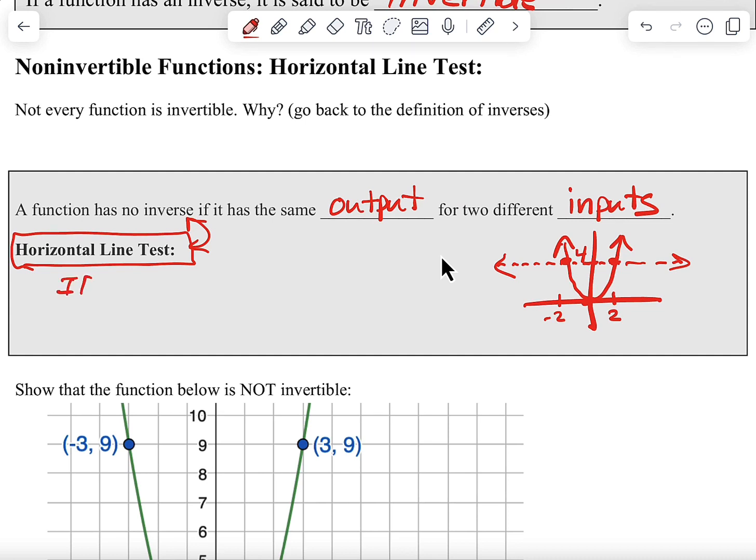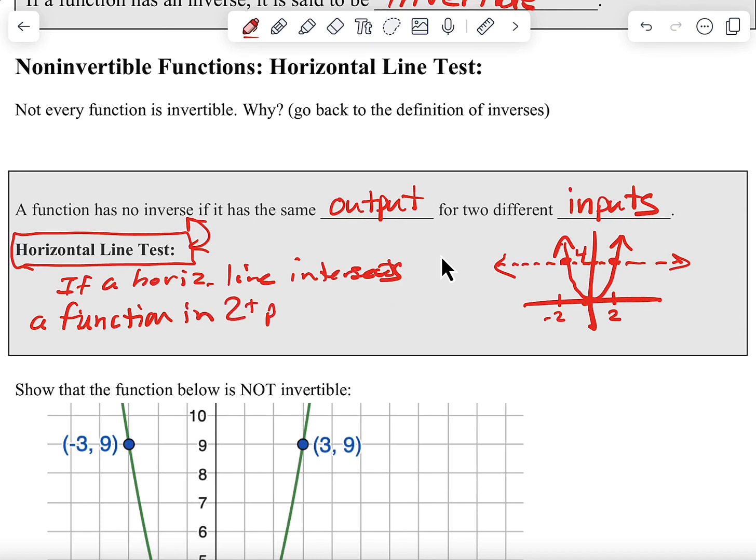So if a horizontal line intersects a function in more than one point, maybe we could say this way, in 2 plus points, then it is not invertible. In other words, it does not have an inverse function that is a function itself. So we got this new test to test whether or not a function has an inverse or not.